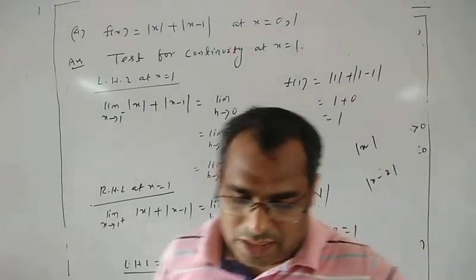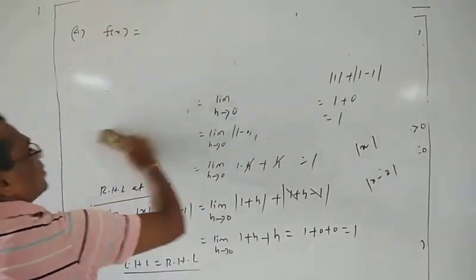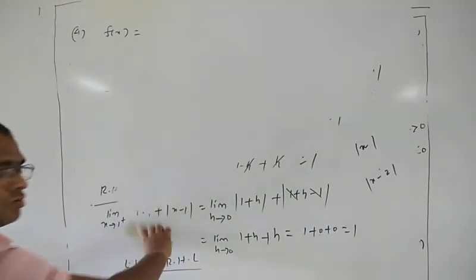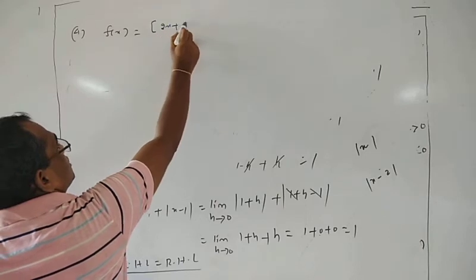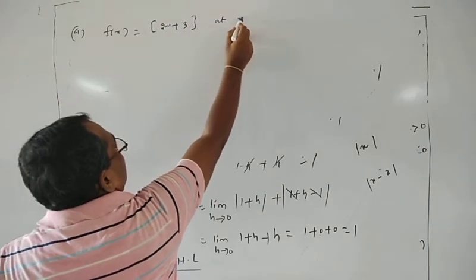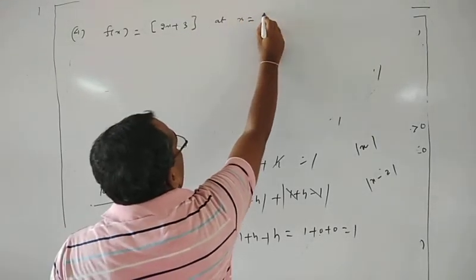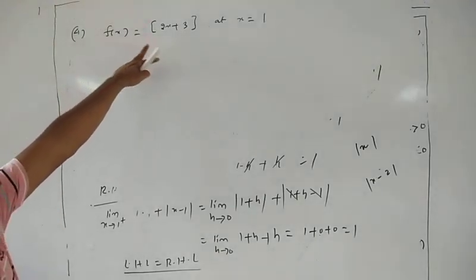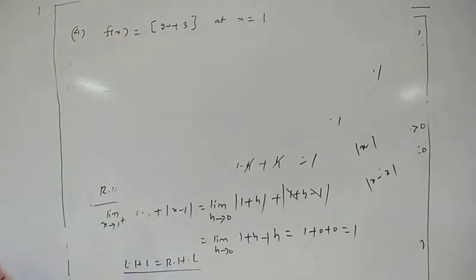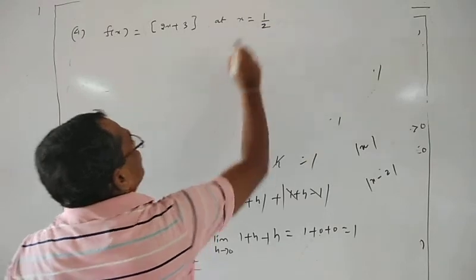Next, another example. f(x) is equal to the greatest integer function, f(x) equal to bracket 2x plus 3, at x is equal to 1. Examine the continuity of the function f(x) equal to bracket 2x plus 3 at x is equal to 1, or you take 1 by 2.